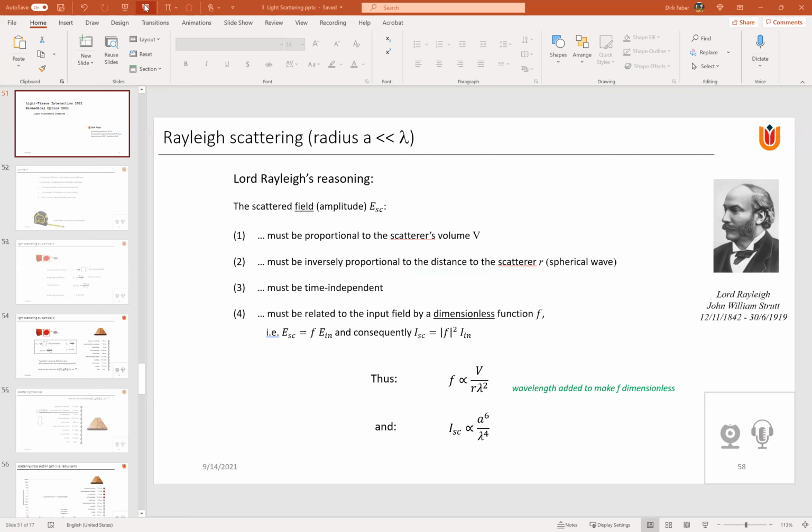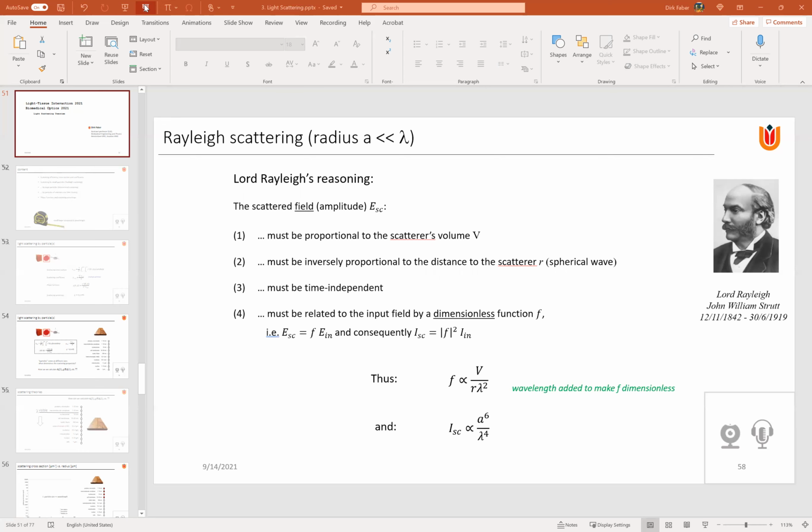Of course, Rayleigh theory is quite famous, and as they did back in the day, they did not write it down mathematically, but they just started reasoning and then came to some conclusions. He observed that the scattered field, so the amplitude, had to be proportional to the scatterer's volume. He observed that it had to be inversely proportional to the distance to the scatterer, so that it would emit a spherical wave. He observed that it should be time independent.